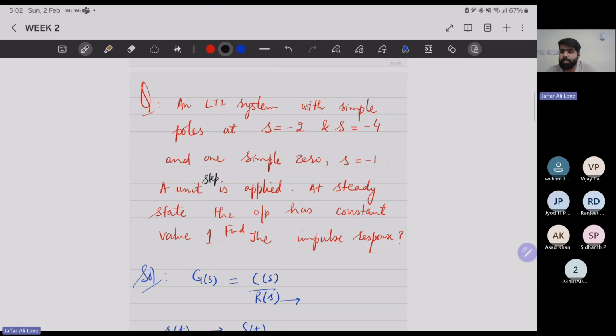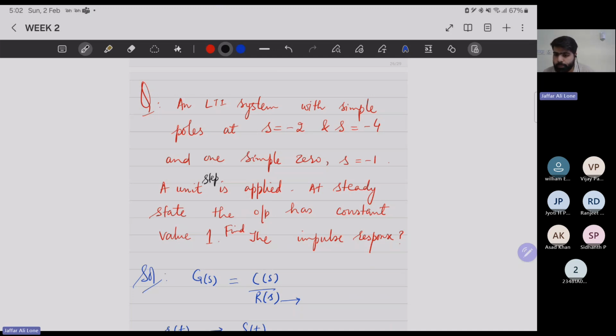So there are many properties mixing up in this question. That's why this is a very important question, because it needs the concept of the final value theorem. It needs the concept of impulse, that the transfer function is the Laplace transform of the impulse response. It also needs the basic concept of how we build the transfer function from poles and zeros.